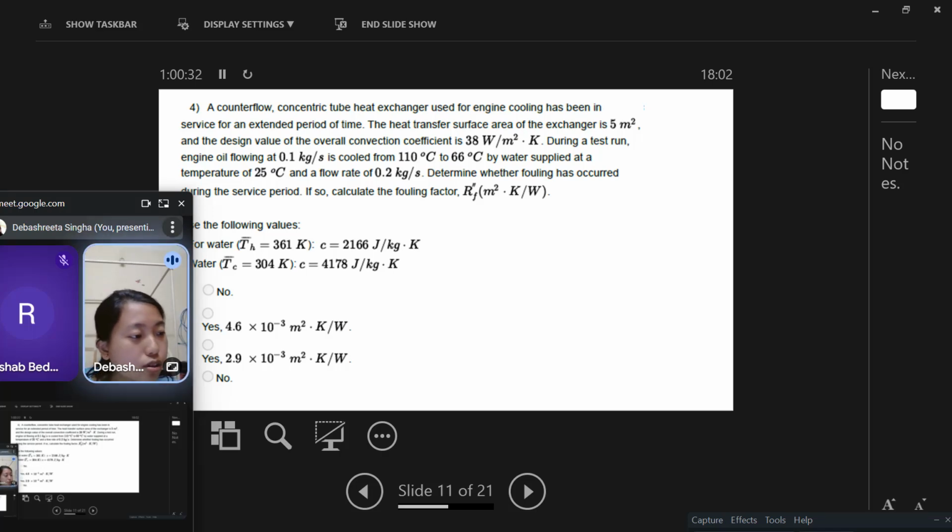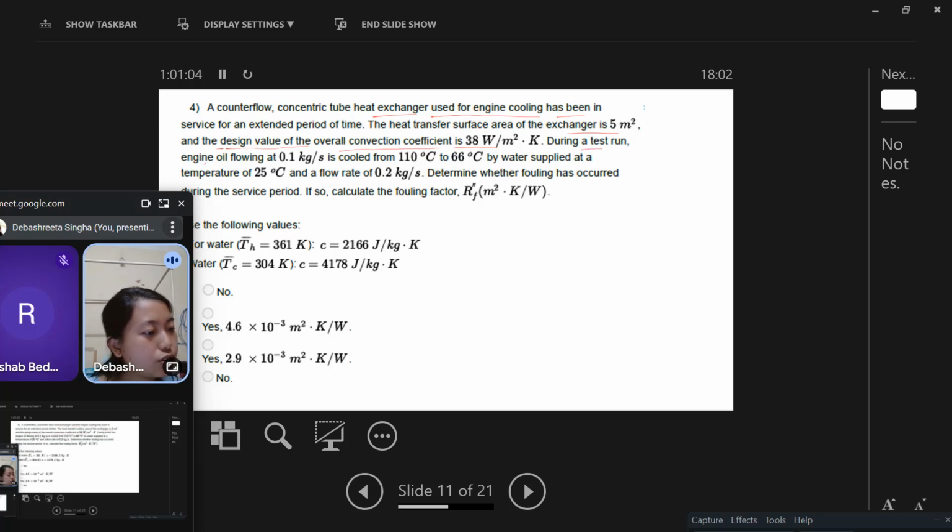Okay, next is a counter flow concentric tube heat exchanger. So this time it is simply counter flow, they have not said it is shell and tube or not. This is used for engine cooling, has been in service for an extended period of time. The heat transfer surface area for the exchanger is 5 meters square, and the design value of the overall convection coefficient is 38 watt per meter square Kelvin.